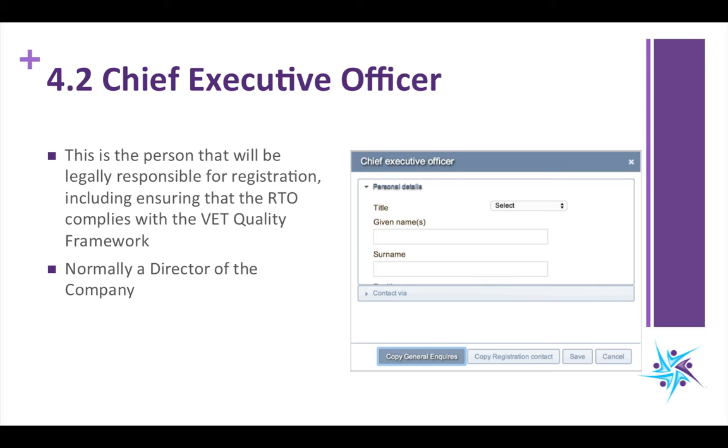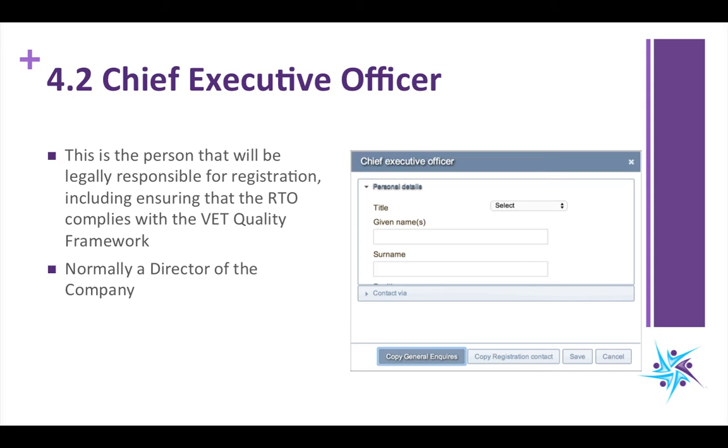4.2 is your Chief Executive Officer. We need to include all your information as the Chief Executive Officer, and this is the person who is going to be responsible for the registration of the RTO and ensuring that the RTO complies with the VET Quality Framework. Normally, the Chief Executive Officer is a director of the company, but it doesn't have to be. You could nominate someone else as your Chief Executive Officer. It doesn't have to be the director, but normally would be set up as a director.